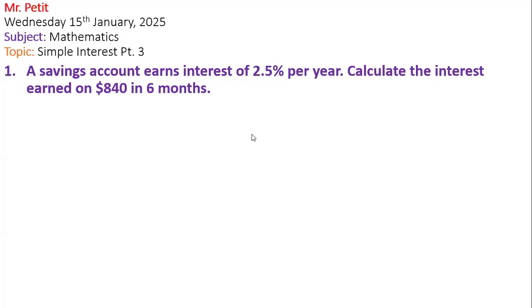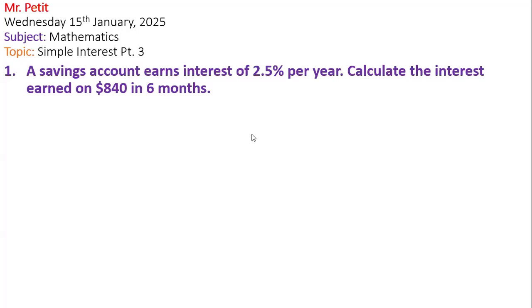You don't have to do all that. Since time is always in years, you just put the 6 months as 0.5. Say it again, Aiden. Since time is always measured in years, we can turn the 6 months into 0.5.